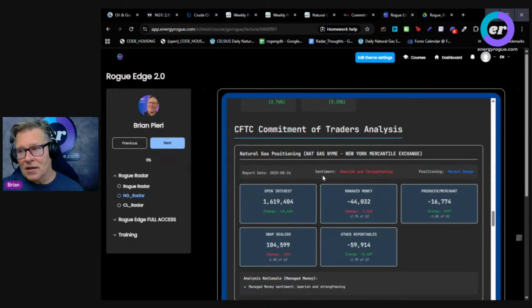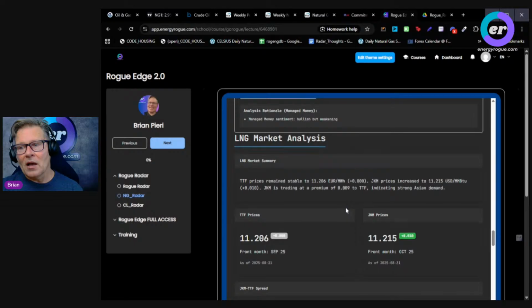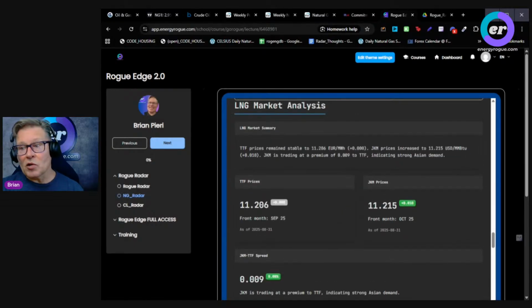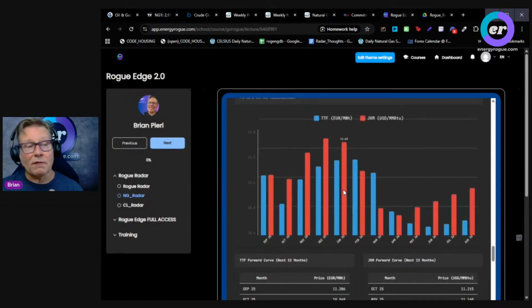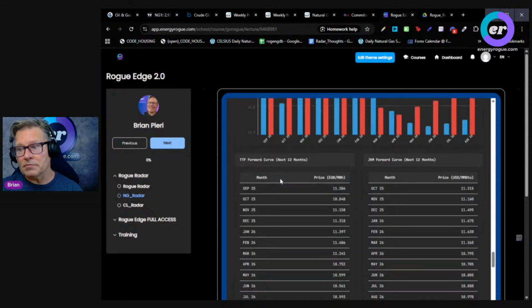CFTC, this is important, gives you a sentiment. It actually evaluates what the current sentiment of the market is, the open interest, managed money, producer, merchant, swap dealers, and other reportables. It actually tells you whether they're long or short. LNG markets, what's happening in the LNG markets, what the forward curve for LNG markets. For instance, you may look at next spring and go, whoa, we're gonna be dropping.